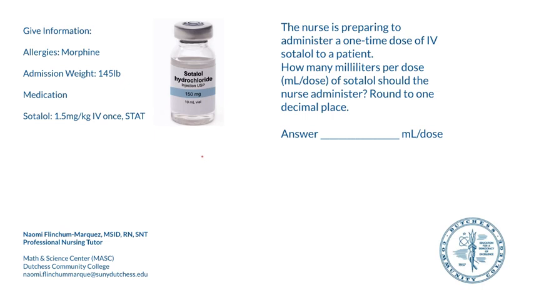So sometimes you'll see these really fancy problems set up where you see a graphic image of the drug that you're being given. And that can throw you off sometimes when you're used to seeing it just all written out. So I wanted to give you guys an example of what you might see. Given information we have, the patient has allergies to morphine. They weighed 145 pounds at admission. And the medication they are receiving is Sotalol, 1.5 milligrams per kilogram via IV one-time stat.